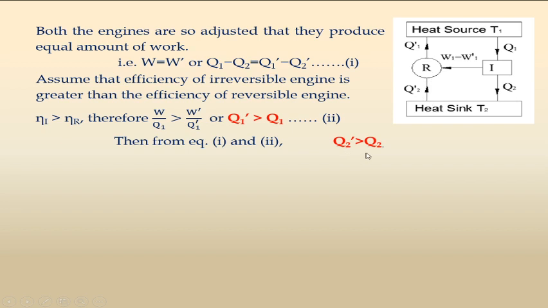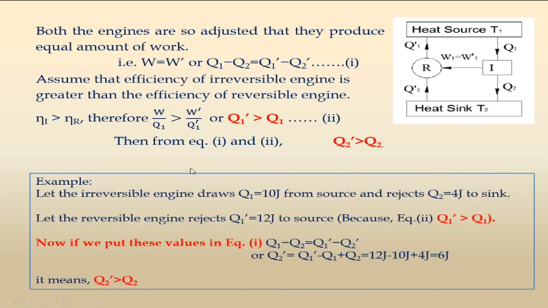So you may get confused here to understand how these equations are working. So let us understand by assuming some values. For example, let the irreversible engine draw Q1, that is 10 joules of energy, from the source, and reject 4 joules to the sink. So what will be the work done? The difference between these two, Q1 minus Q2, is 10 joules minus 4 joules, which is equal to 6 joules of work generated by the irreversible engine.